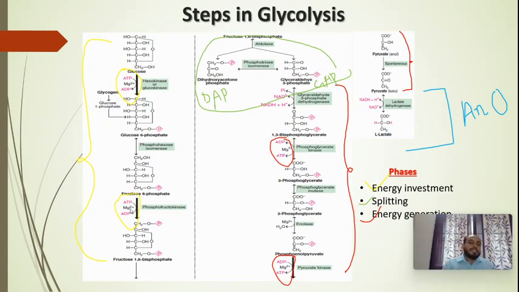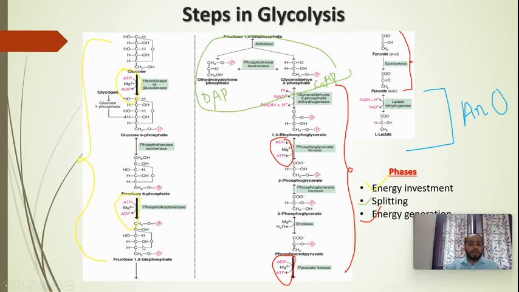Then fructose 1,6 bisphosphate. This is the second phase of glycolysis, called the splitting phase. Splitting phase means the substrate will be bifurcated into two different products. So here, what is happening? The product produced in the energy investment phase will be split in the presence of the enzyme aldolase in the splitting phase. And what will it form? It will form two different products, dihydroxyacetone phosphate as well as glyceraldehyde 3 phosphate.